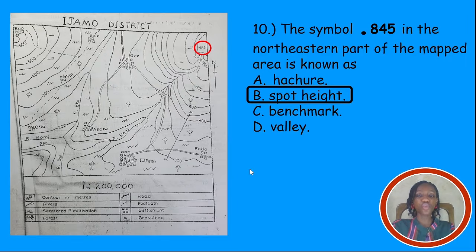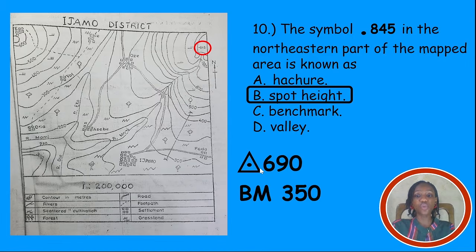Now, if the dot was a triangle like this, which is called a trigonometrical station, which are fixed points used in surveying that have known exact points and heights. But if it was a benchmark, it would have been represented like this, BM 350. So now it's obviously not a valley and it's not a hatcher as well. At this point, you really don't know what a hatcher means. We can explain this in subsequent video lessons, or you can always check online if you're very curious. So now the answer for this is option B, spot height.